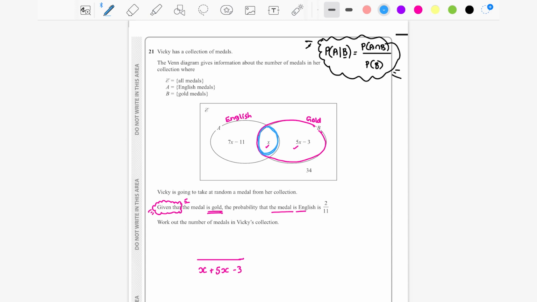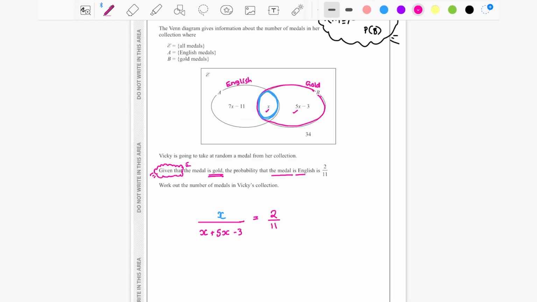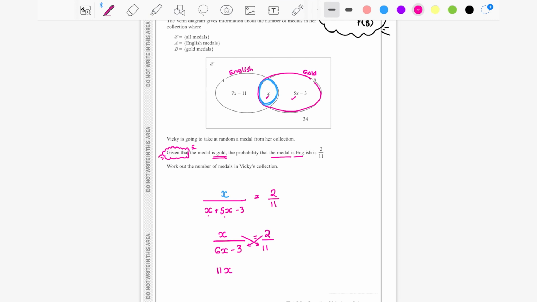The probability for her medal being English, given that she's gold, is just this section over there. This is the English, given that she's got a gold. So it's x out of the gold. Equals 2 over 11. Let's simplify first and then cross multiply. So x on top over x plus 5x minus 3, which is 6x minus 3, equals 2 over 11. Now cross multiply. So we've got 11x equals 2 times 6x minus 3.